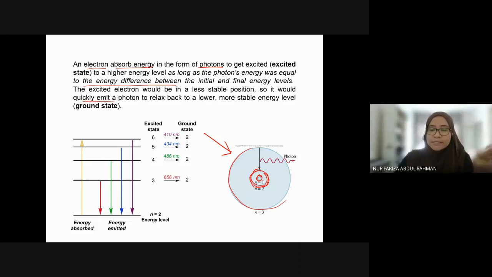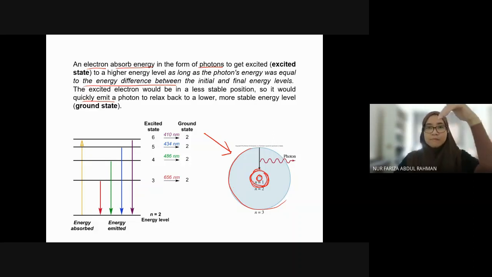Okay, it depends. It can be excited from n=1 to n=2, or n=1 to n=3, n=1 to n=4, depending on the amount of energy supplied to the electron. So when it gets excited, it will become unstable, because the energy is very high and it is very, very unstable. So later on, to become stable again, it needs to return to its lower position.